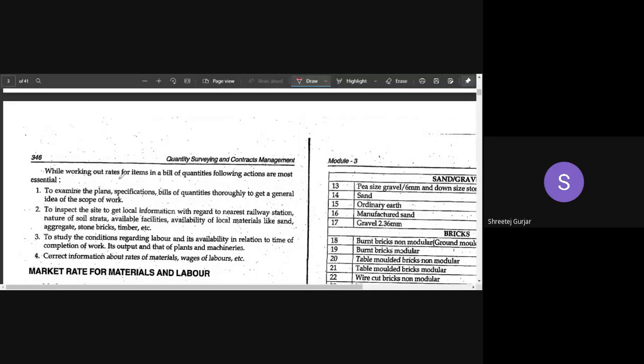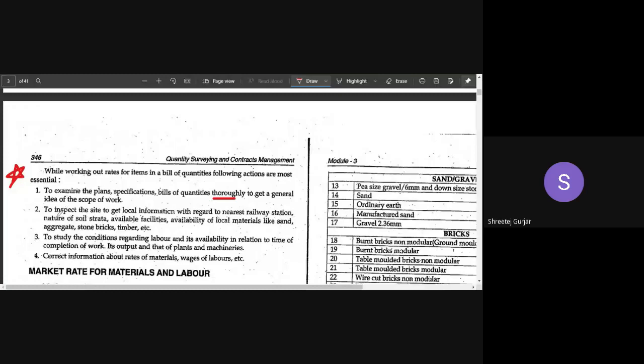While working out the rate of an item in a bill of quantities, the following actions are most essential. Let us look into what these actions are. First, examine the plans, specifications, and bill of quantities thoroughly. That is our work. We need to examine the various plans, specifications, and bills, and check all of those thoroughly.